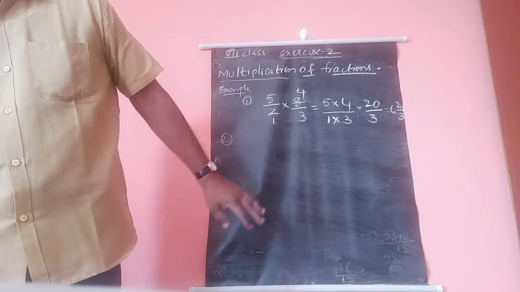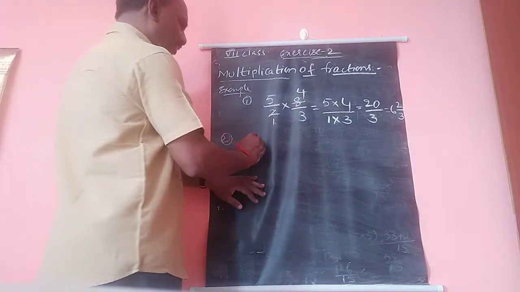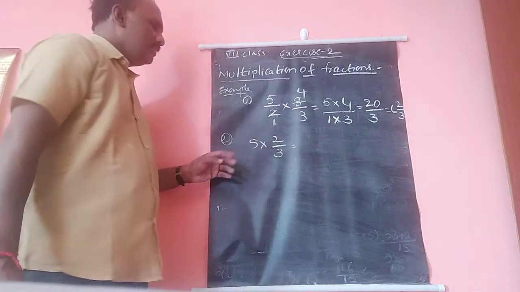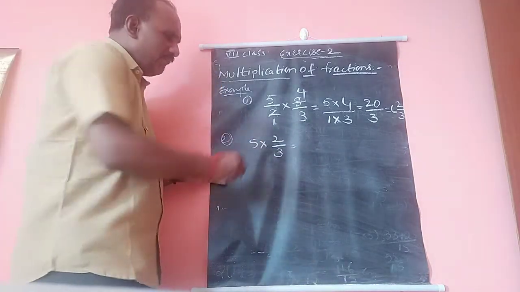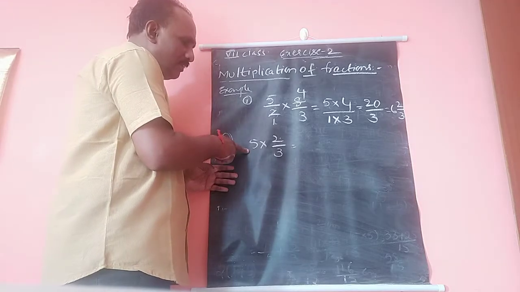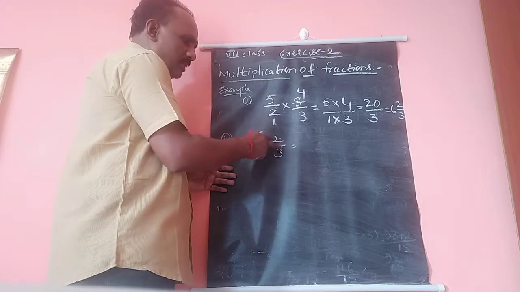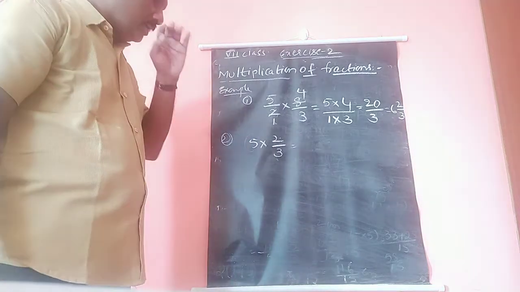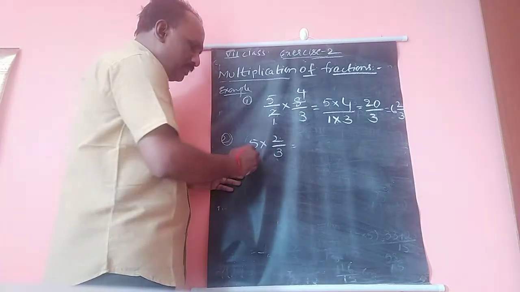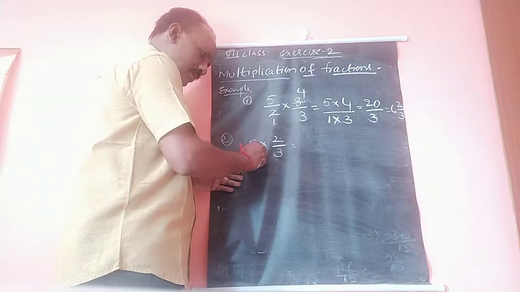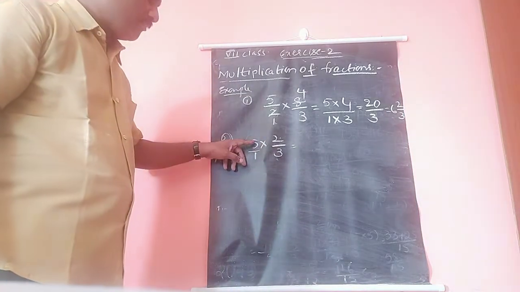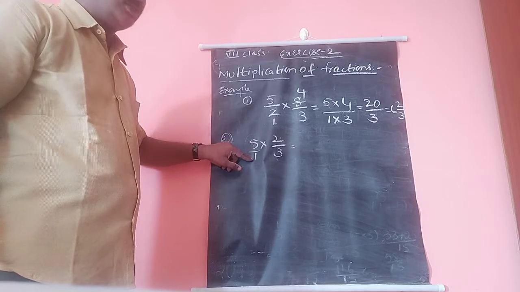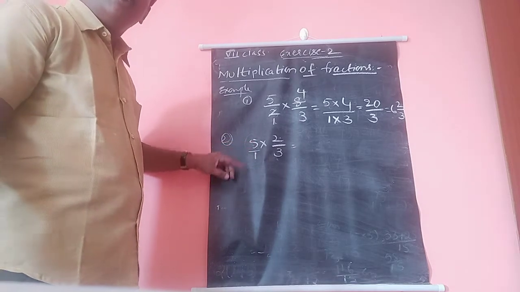Very simple: 5 into 2 by 3. How can you cancel here? Here the numerator and denominator form a fraction, but 5 is only a whole number, with no denominator. If you want, you can keep its denominator as 1. Nothing will change. 5 means 5 by 1. 5 by 1 or 5, both are the same.